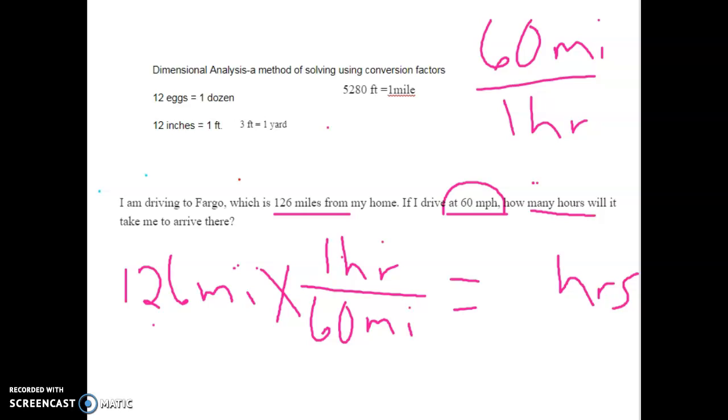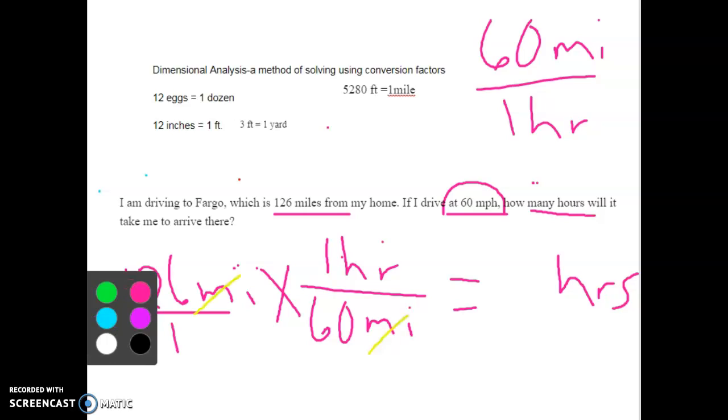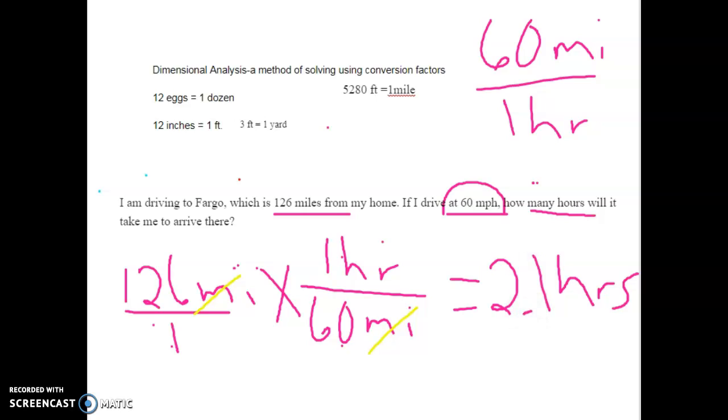So 126, remember this is an understood fraction over 1. Miles is going to cancel out. I'm left with hours. So I'm going to take 126 times the 1 hour, which is 126, and then divide it by 1 times 60, which is just 60. Oh, I have to do my math one more time. 126, I have fat fingers, what do you know? Over 60, 2.1 hours. 2.1 hours and I will be in Fargo.